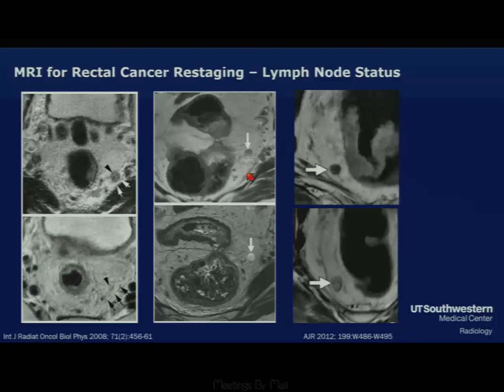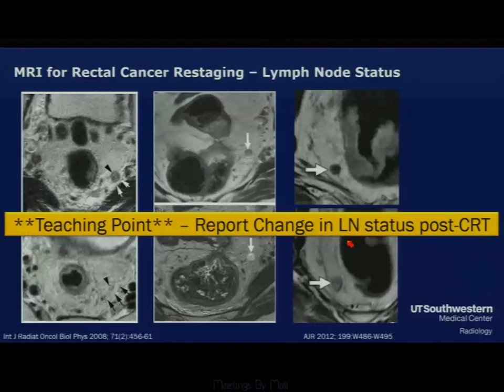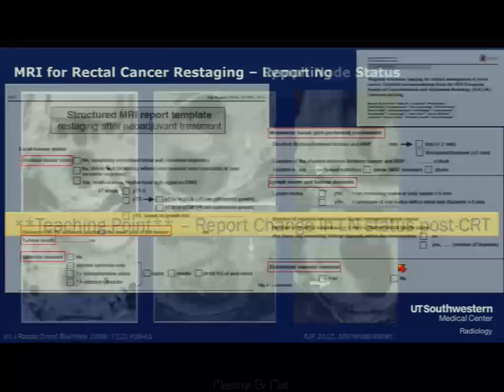This patient here develops a high T2 signal in the tumor consistent with mucinous change in this particular lymph node, and then this patient here has an irregular lymph node that maintains its heterogeneous signal intensity and had residual viable tumor in this particular lymph node upon resection. So it's important to report change in lymph node status and appearance as well.